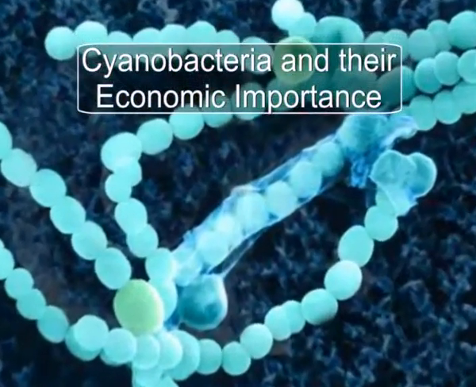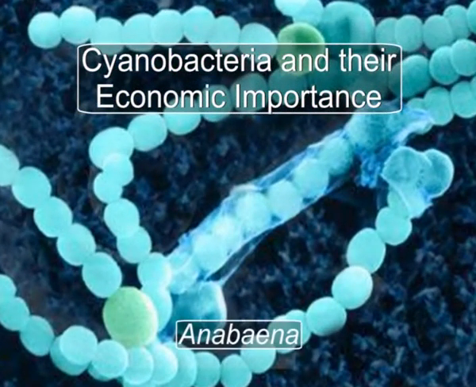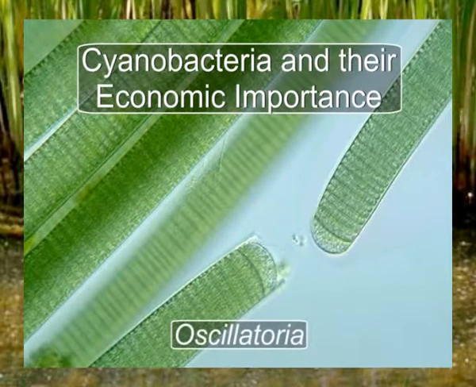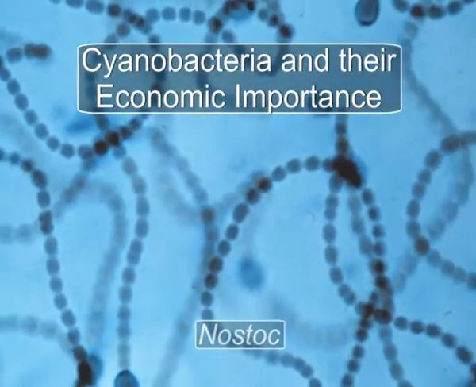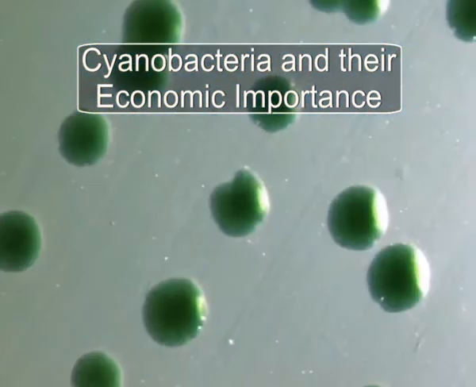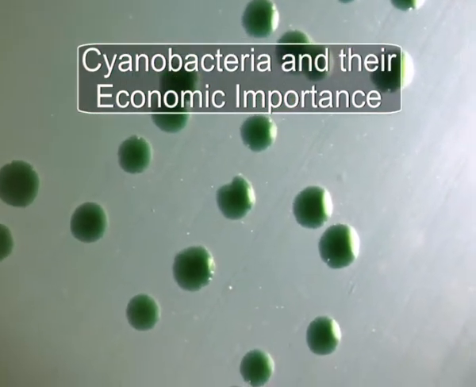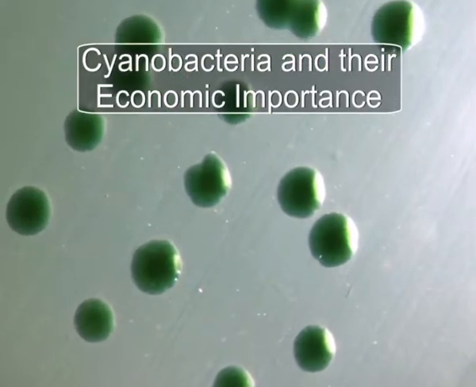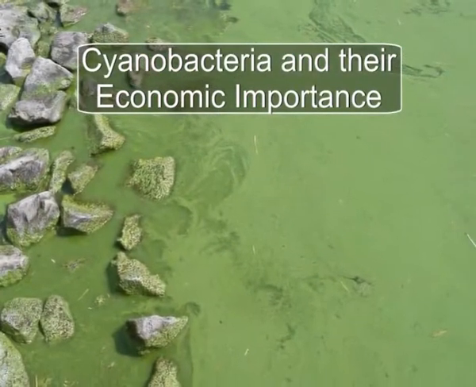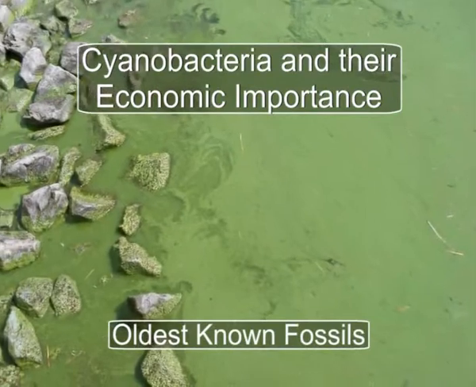Some common cyanobacteria are Anabaena, Oscillatoria, Nostoc, etc. They can manufacture their own food. They often grow in colonies large enough to see. They have the distinction of being the oldest known fossils.